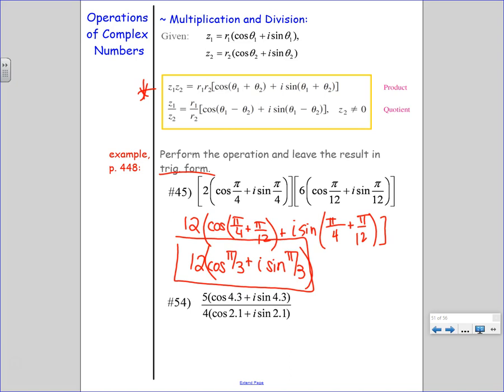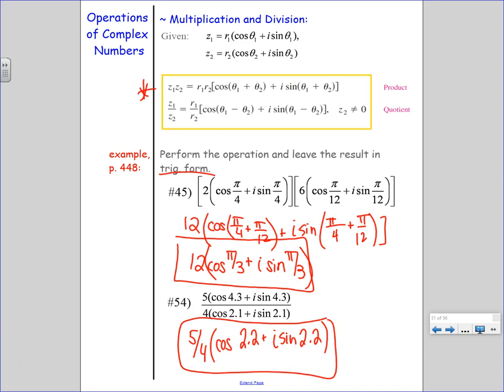What is on my board right now? What'd you guys do to the r's? Good, so 5/4, right? What'd you do to the thetas? Subtract. Exactly, and what's 4.3 minus 2.1? 2.2. Is it really that easy? And the answer is? Yes.